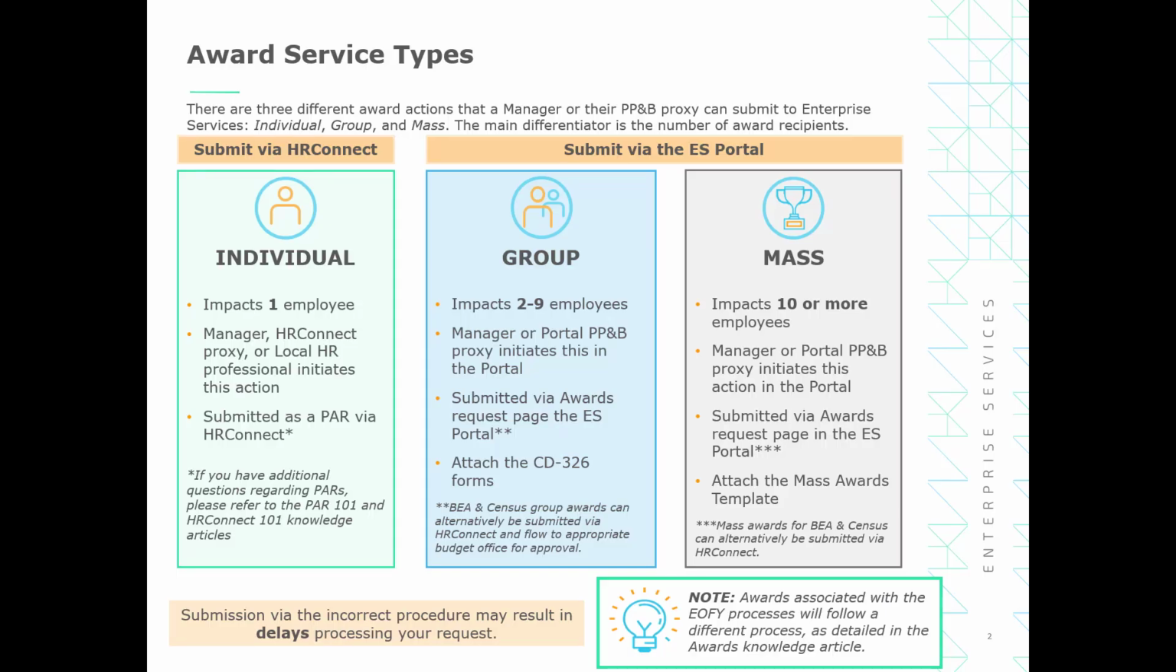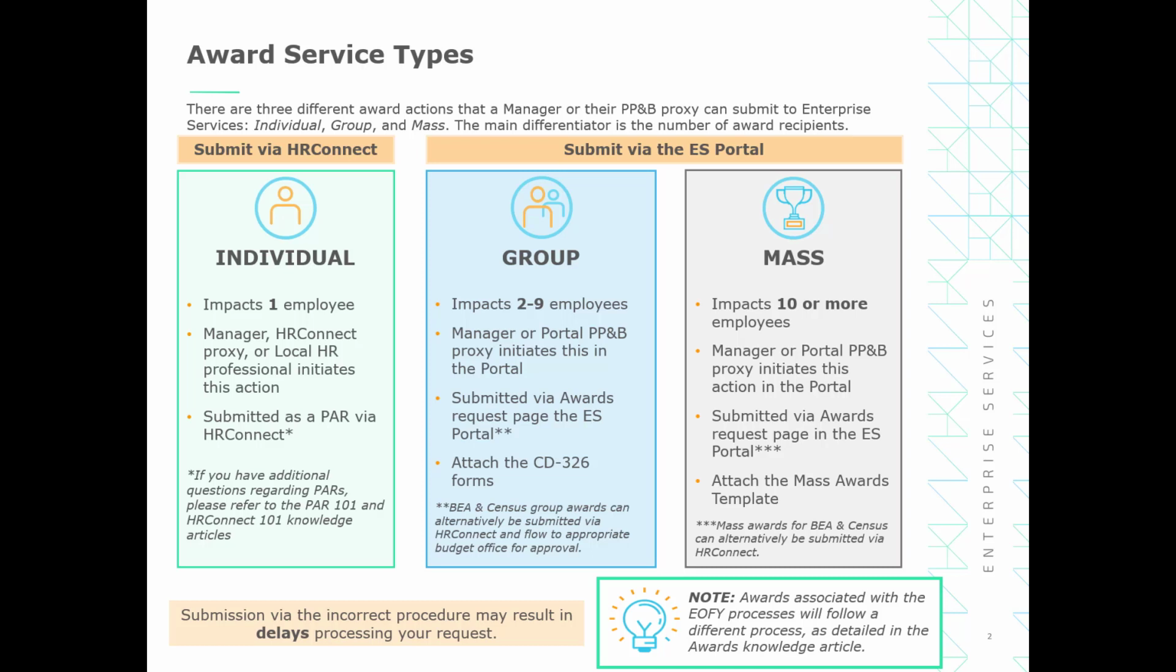Depending on the number of employees your awards request impacts, you'll submit an individual, group, or mass award request to enterprise services. If you're submitting an award or bonus for one employee, you will submit a personnel action request via HRConnect. This request then goes through the necessary levels of approval within the system and flows to enterprise services for processing. Please note that only managers or HR professionals will be able to access HRConnect.